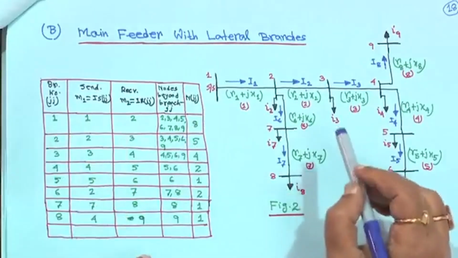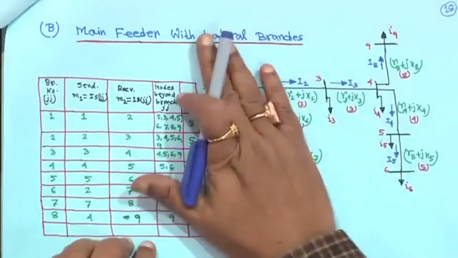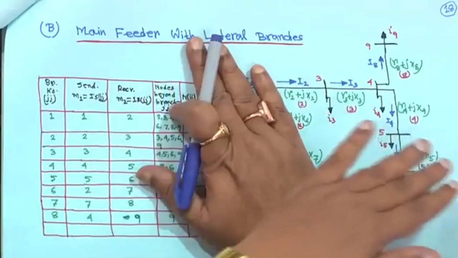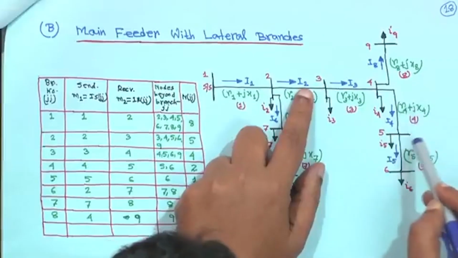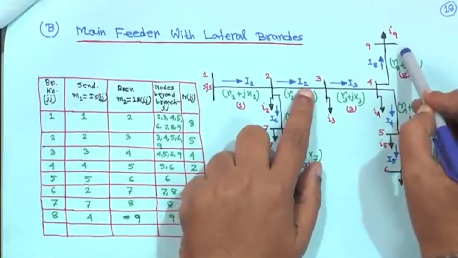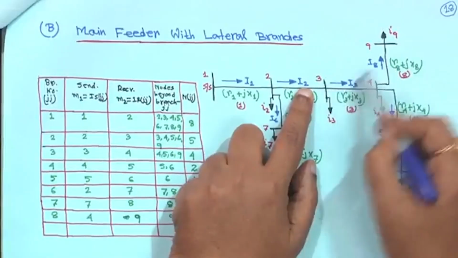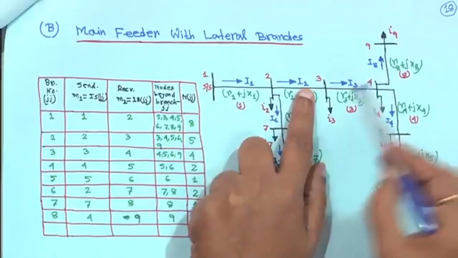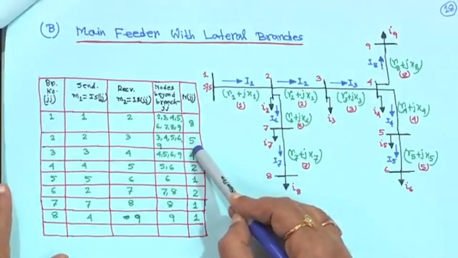Next are the nodes beyond branch 2. As soon as you come to branch 2, you need not look back, you have to look at the forward side. So beyond branch 2, what are the nodes? Look, 3 4 5 6 and 9. That is why I have taken lateral branches, to generalize. So it is 3, 4, 5, 6, 9; 5 nodes are there. That is why N(JJ), that is N2, is equal to 5.